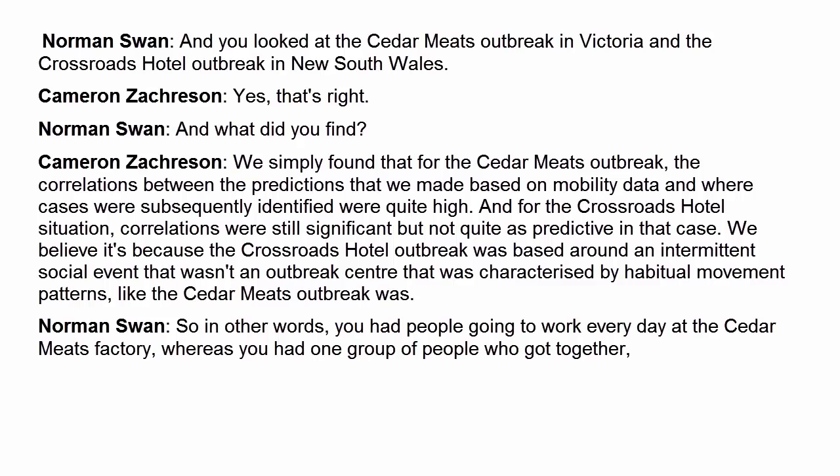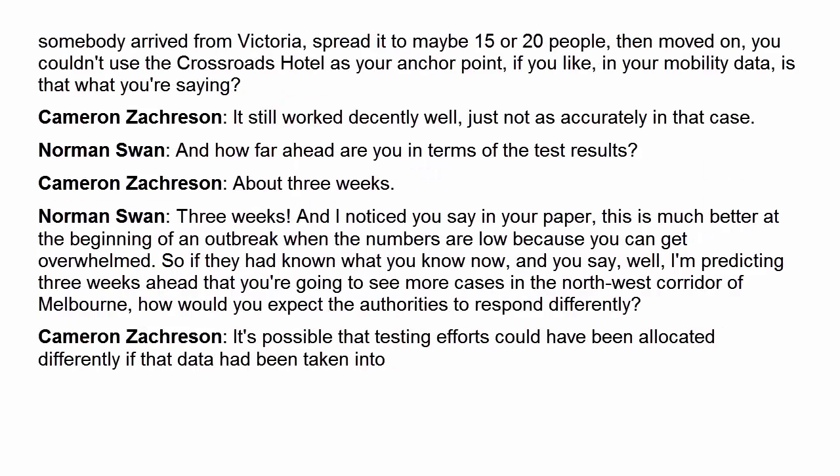We believe it's because the Crossroads Hotel outbreak was based around an intermittent social event. It wasn't an outbreak center that was characterized by habitual movement patterns like the Cedar Meats outbreak was. So in other words, you had people going to work every day at the Cedar Meats factory, whereas you had one group of people who got together, somebody arrived from Victoria, spread it to maybe 15 or 20 people, they moved on. You couldn't use the Crossroads Hotel as your anchor point, if you like, in your mobility data. Is that what you're saying? It still worked decently well, just not as accurately in that case.